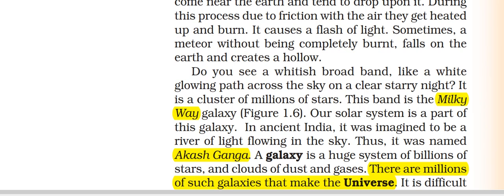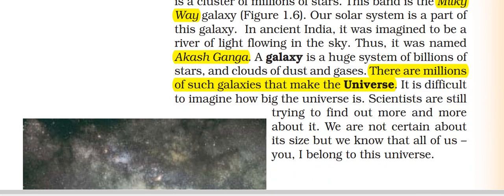Our solar system is a part of this galaxy. In ancient India, it was imagined to be a river of light flowing in the sky, and thus its name, Akash Ganga. Millions of such galaxies make up the universe. So such millions of galaxies are called the universe.